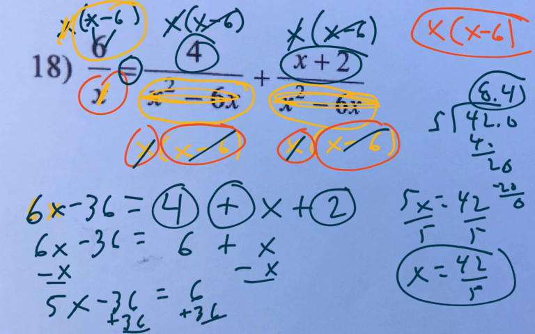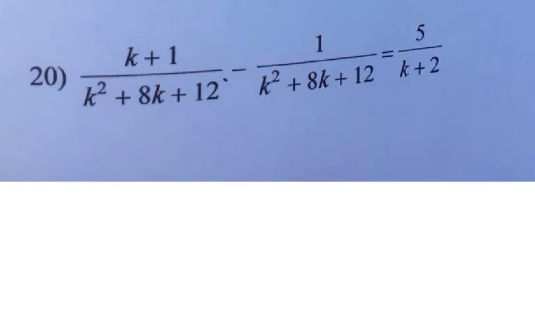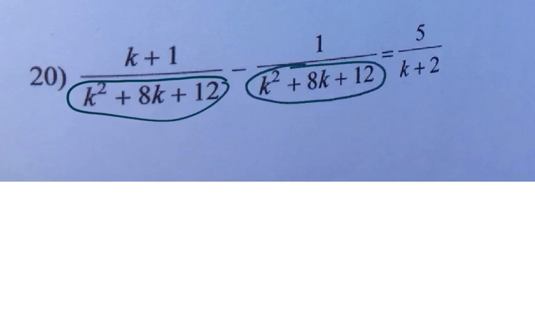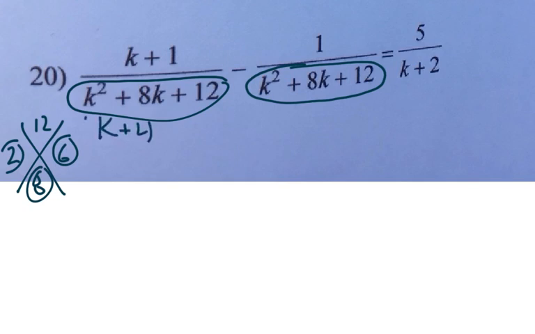All right, let's try one more. Notice this and this, guys. God help you if you don't know that's the x method, okay? So here I go. I need a 12 with an 8 sum in the middle. 2 times 6 is 12. 2 plus 6 is 8. So I know that this is k plus 2, k plus 6, k plus 2, k plus 6.